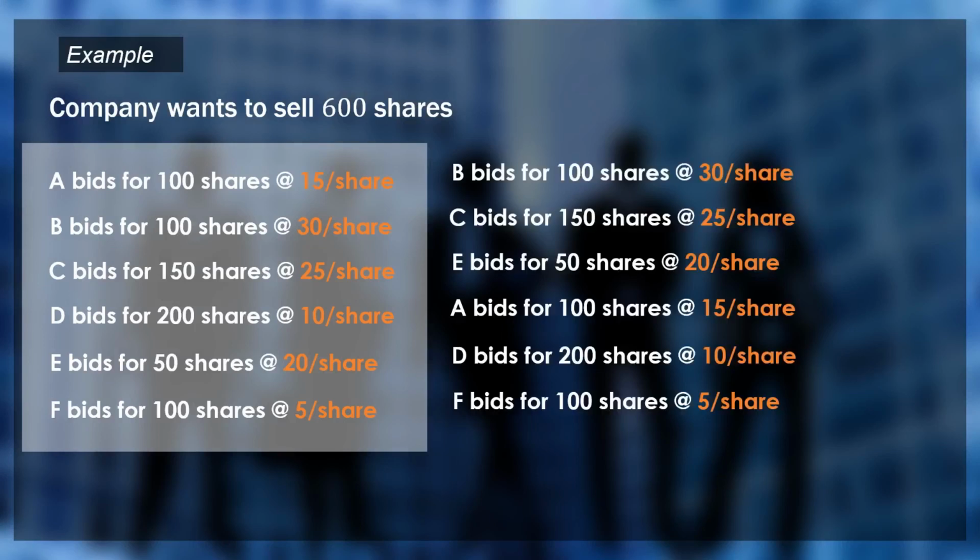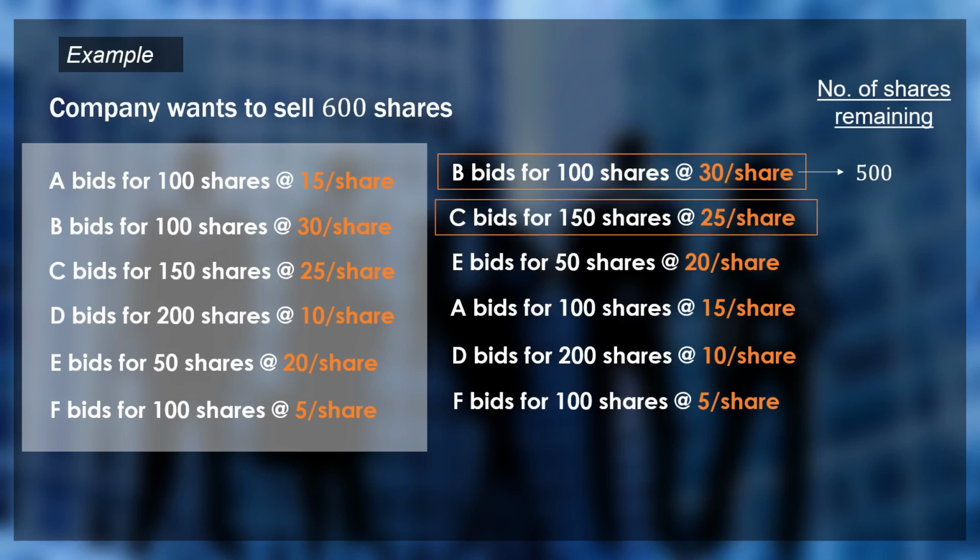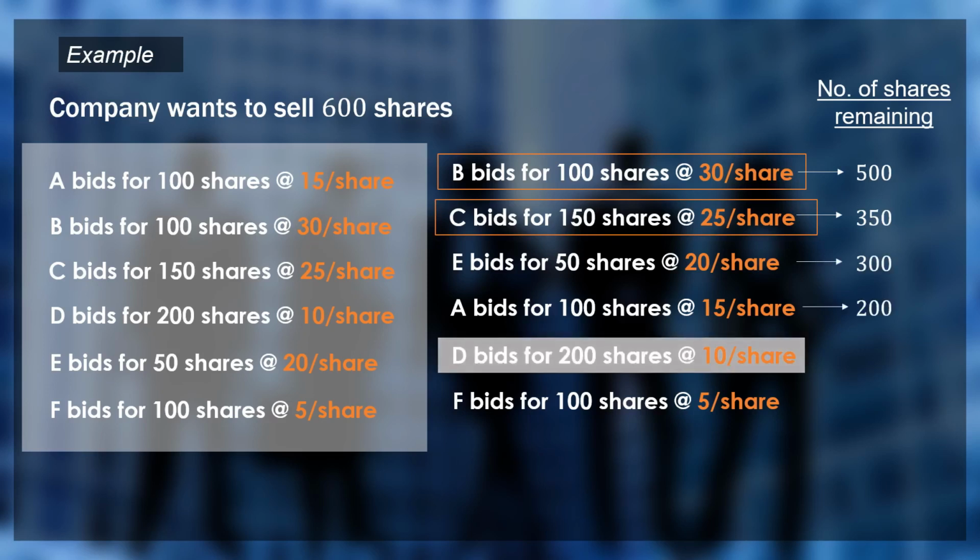So if it were to sell only to investor B, the company's supply of 600 shares would not be exhausted. If it sells it to C as well, it's still left with 350 shares more. However, only when the company sells it to investor D, it ends up selling all the 600 shares, and therefore the bid received from investor F will be discarded.